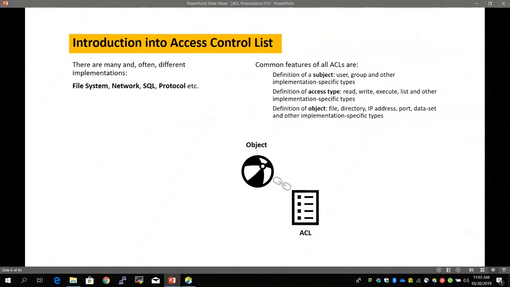There are basic terms defined for ACLs. There's a subject, which is a user or group, or any other object that a specific implementation requires. There's an access type, which typically would be write, read, execute, list, or any other type of access. And there's an object of access control, which is in many cases an address, port, or base.